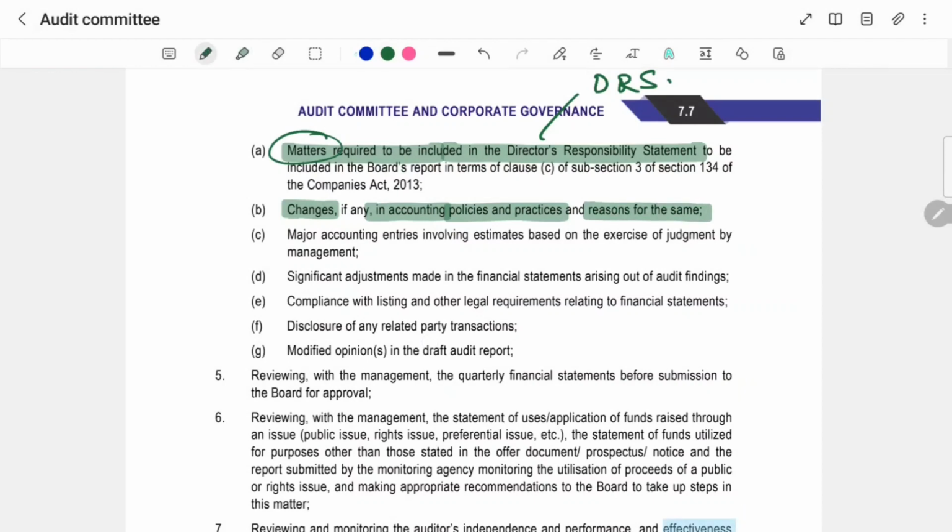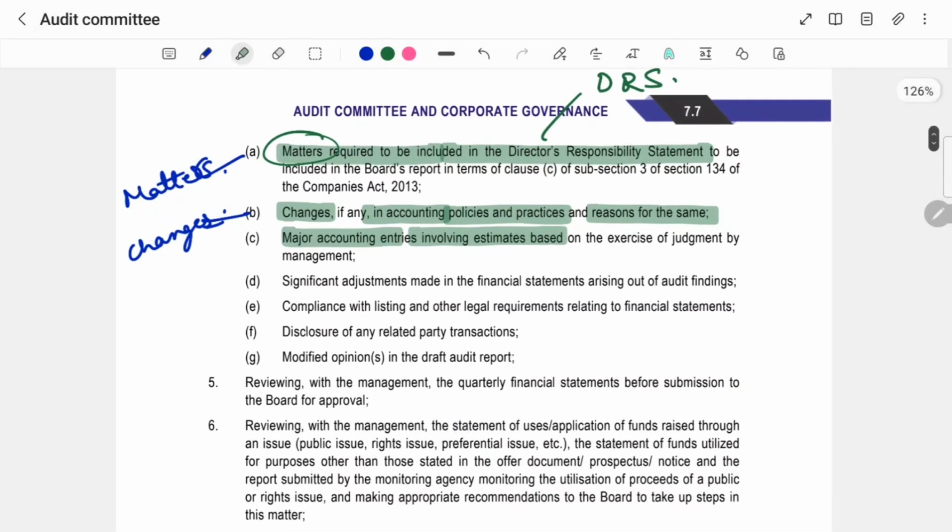So, till now we studied 2 points. One is the matters to be included in the DRS, that is the Director's Responsibility Statement. Another is the changes. Changes in what? In the accounting policies and practices. Now the third point is major accounting entries involving estimates. So it is related to the estimates.